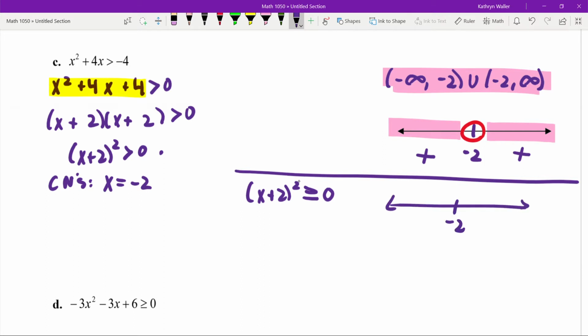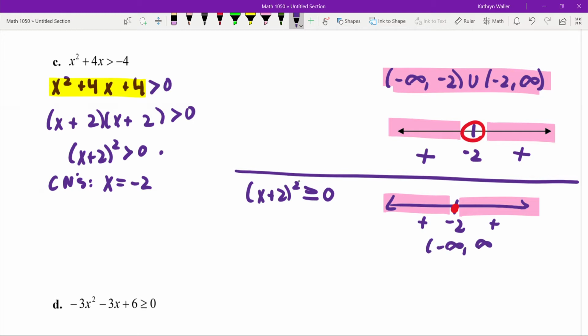So negative 2 will actually now be closed. My signs won't change. It's still going to be plus plus. Greater than means positive. And then what did you guys say? A lot of you guys knew it. All real numbers. But if they want it in interval form, how do I write that? Negative infinity to infinity. Good.